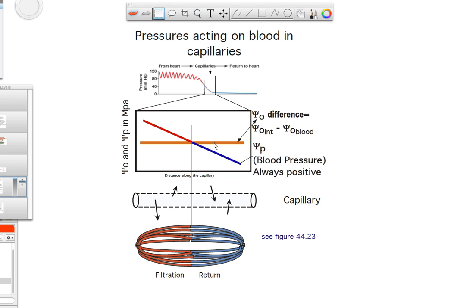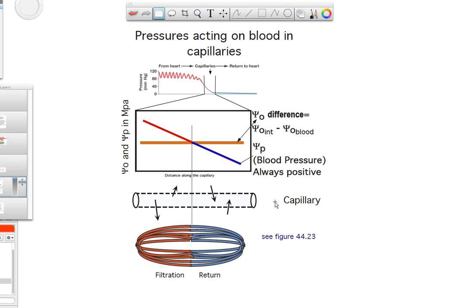When the osmotic potential is pulling in with an influence that is greater than the influence of the pressure, which is still pushing out, but not as hard as the pulling in influence of the osmotic potential, you have entry of fluid back into the capillary. This is necessary, otherwise your blood volume would be reduced in the capillaries more significantly than it is.